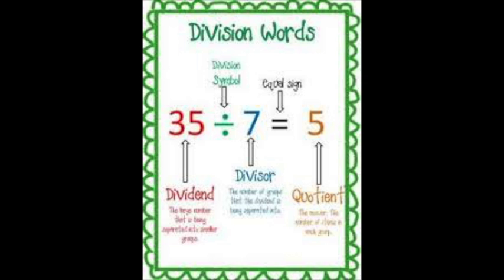Our division words. Our first number is our total, which is the dividend. We have a division symbol, and our next number is our divisor. How many groups we have. Then your equal sign, and then your quotient. How many should be inside each group?